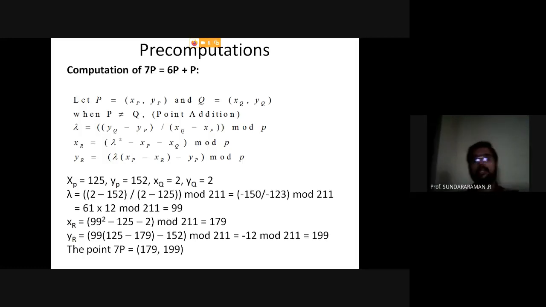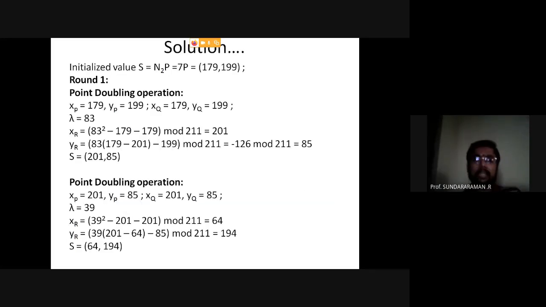Now you can begin the multiplication process. The very first step in the algorithm is to initialize S equal to N2 into P. N2 is 7, N1 is 4 and N0 is 1, as per the scalar 121 we have chosen. If the scalar chosen is different, accordingly these values will be different.